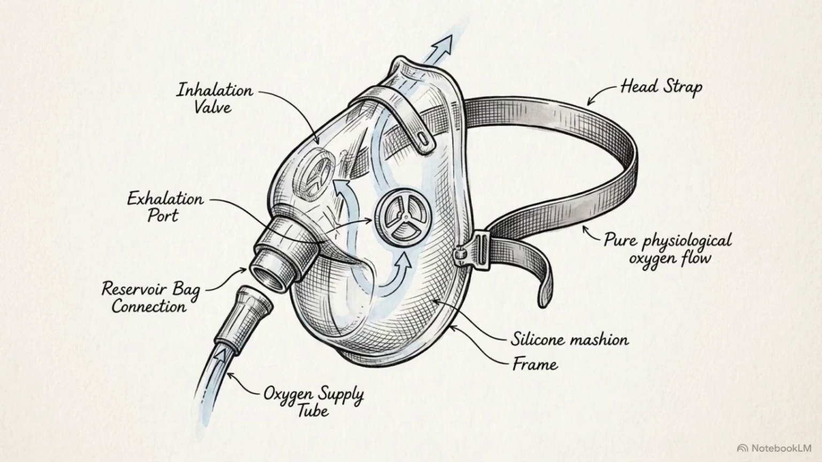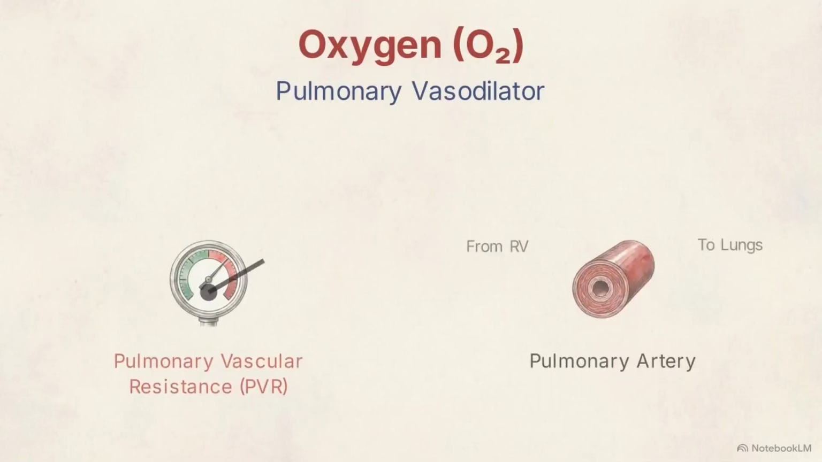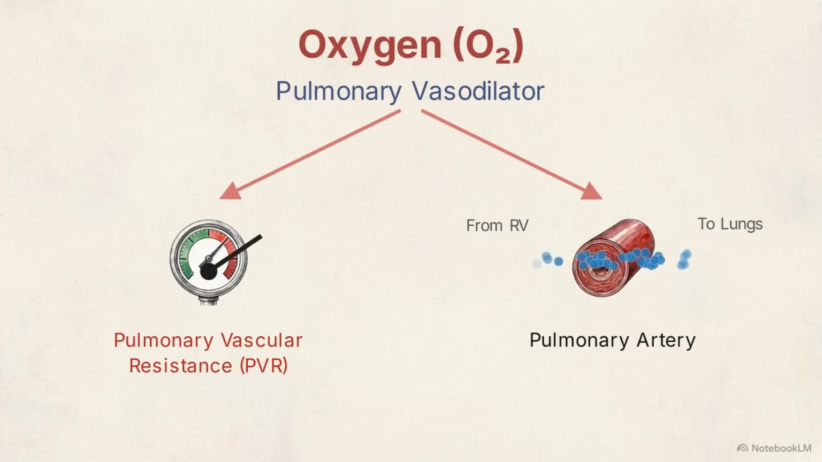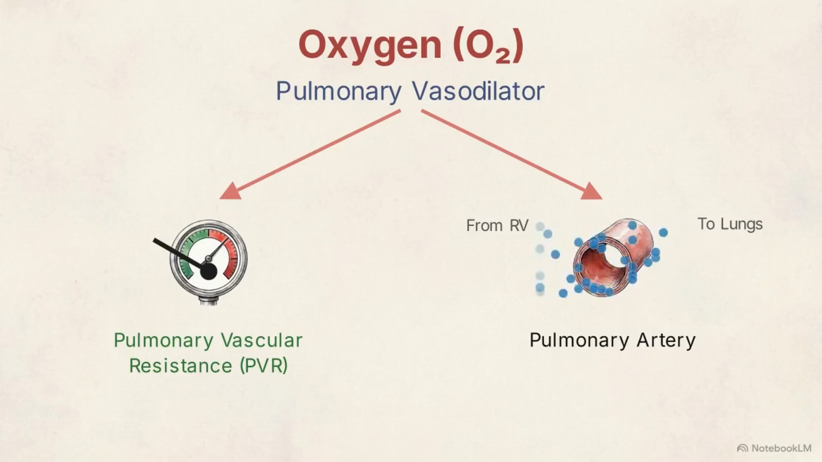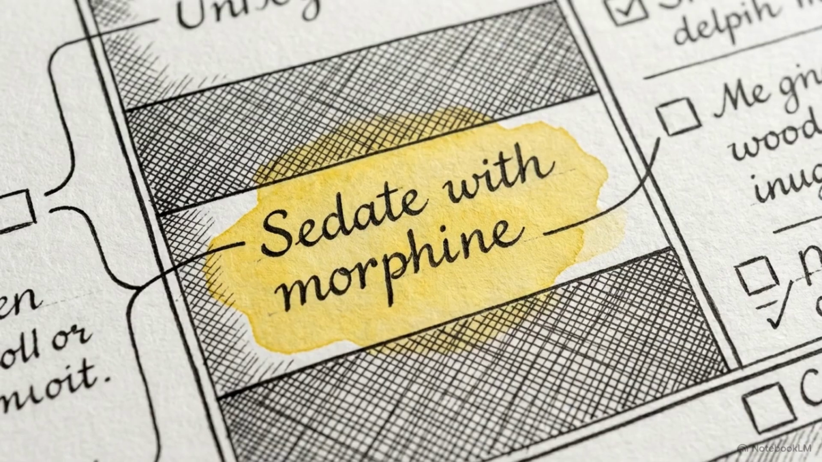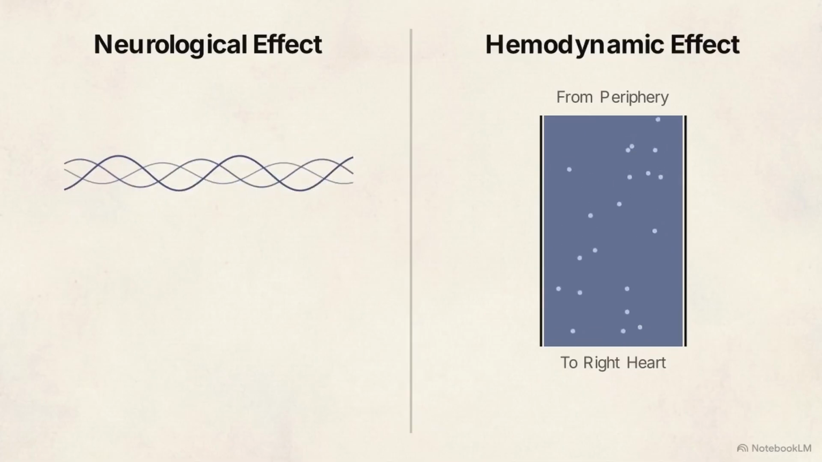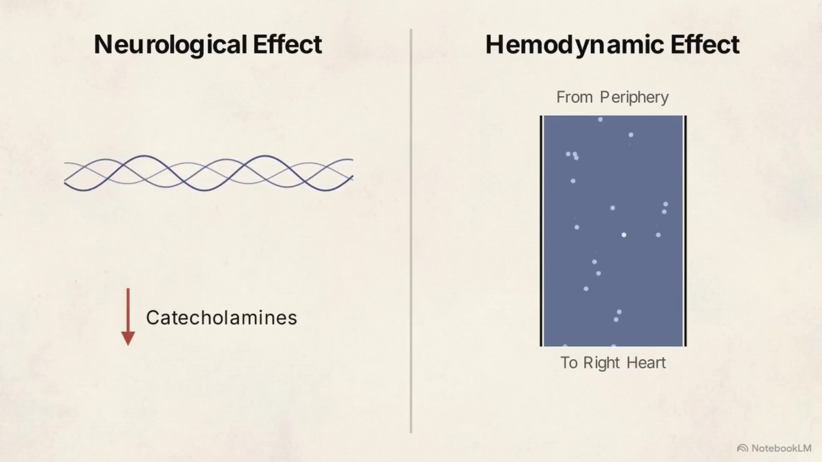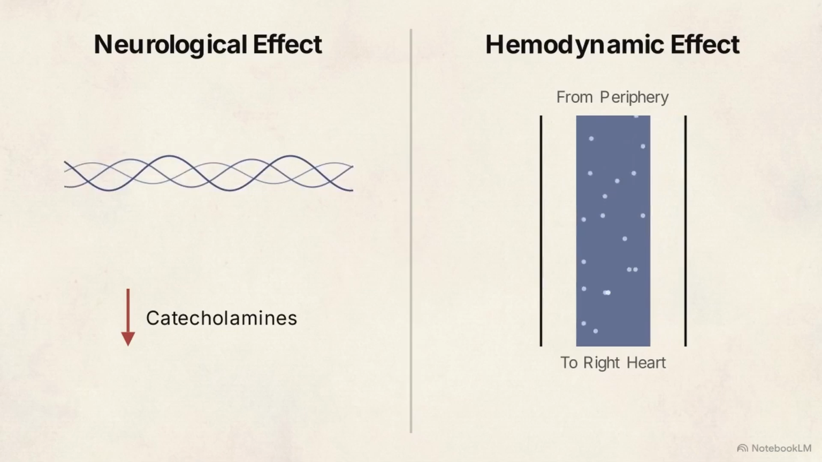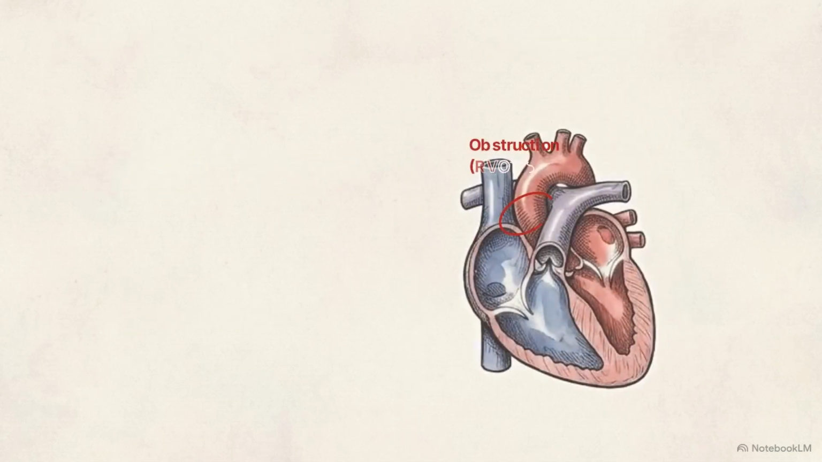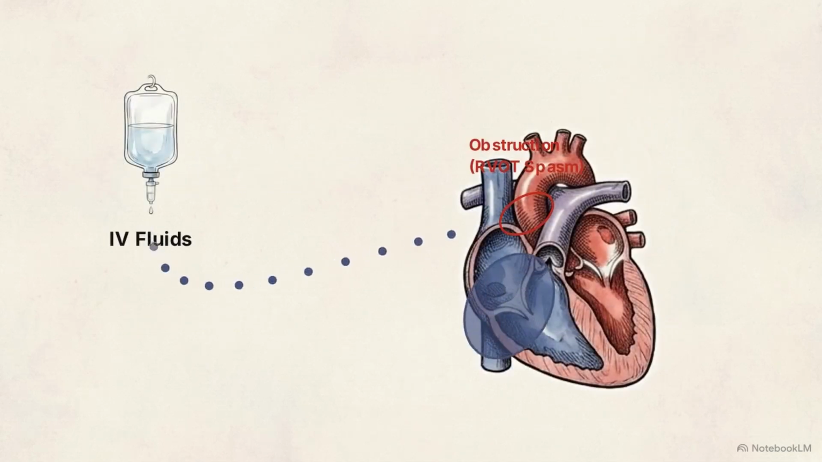Step 2 is the administration of 100% oxygen. The physiological trick here is that oxygen is a potent pulmonary vasodilator. It actively lowers pulmonary vascular resistance, or PVR, widening the vessels to invite blood back into the lungs. Step 3 is administering subcutaneous or intramuscular morphine to sedate the child. Morphine serves a dual mechanism. It stops the crying, which lowers the circulating catecholamine levels driving the muscle spasm, and it actively reduces venous return to the right heart.